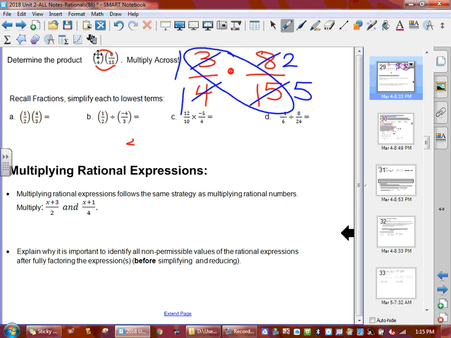Final answer, times your tops. 2 times 1 is 2. 1 times 5 is 5. Your final answer is going to be 2 over 5. Now, we could have got it the old way, where we just do top to top, bottom to bottom. But that would have given us a big number that we'd have to reduce down, okay? Now, you can always reduce. If you don't like to cross-cancel, that's fine, okay? But we're going to be doing a bunch of it, okay?